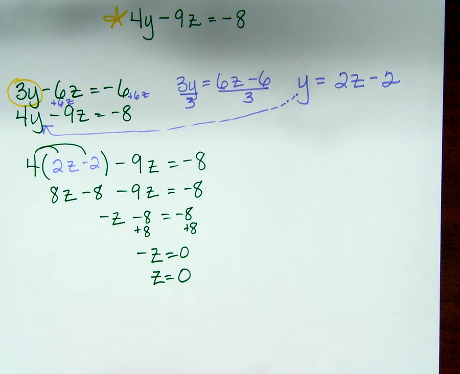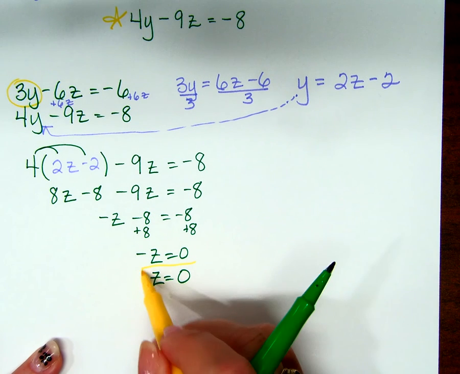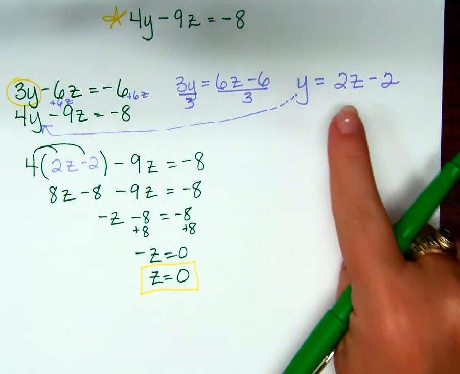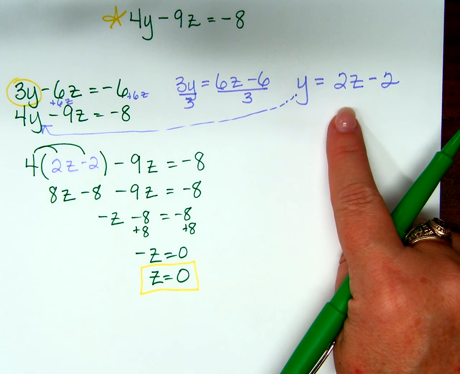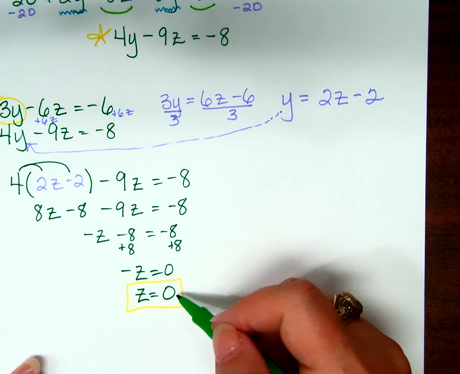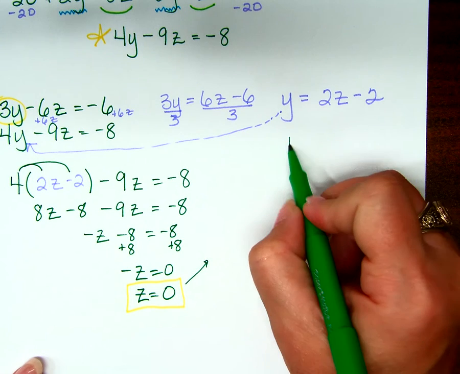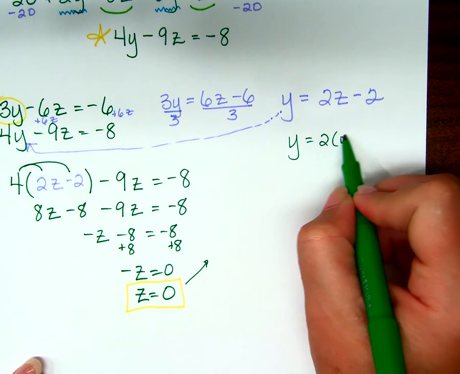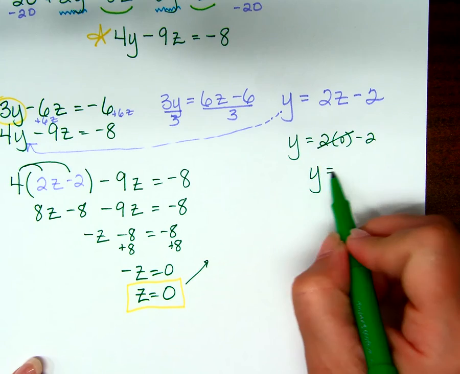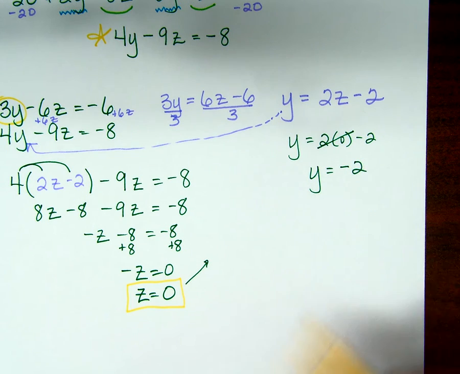So now that I have one of my values right here, what should I do with it? Where should I plug it in? Which one? Guys, how about this one? Wouldn't that be nice? Wouldn't it give me what y equals? Okay, so if I take z and plug it in right up there, I get y equals 2 times 0 minus 2. Well, 2 times 0 is 0. What's y? Negative 2.